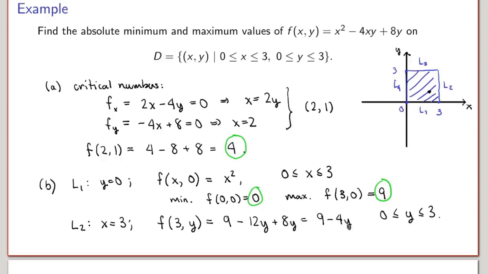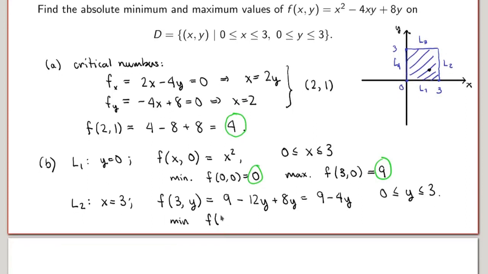Well, this is a decreasing function. So the minimal value will be at the point where y is the largest, so it will be at f(3,3). If I evaluate the function at f(3,3), I get 9 minus 12, which gives me minus 3. And the maximal value would be where y is 0, so f(3,0), which gives me 9. So again, I'll just keep track of these values for later.